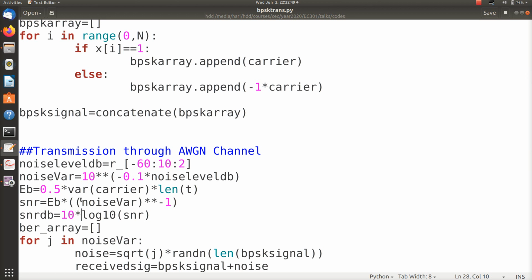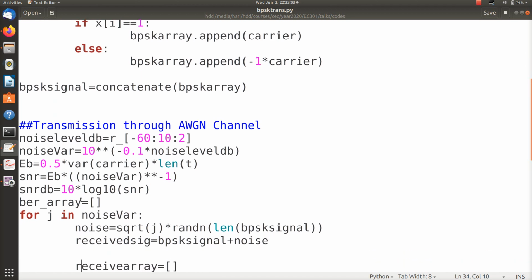Then I compute the signal to noise ratio, Eb by noise variance. Now I convert that into dB. SNR dB becomes 10 log SNR. Now I have to receive the signal. Now this noise is generated. Noise should be added with the signal, and I have to receive the signal.